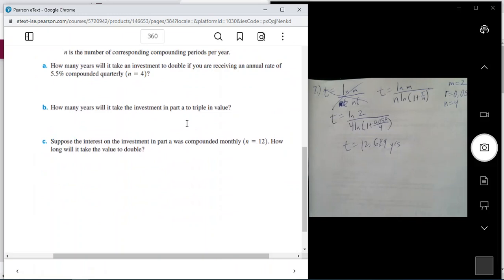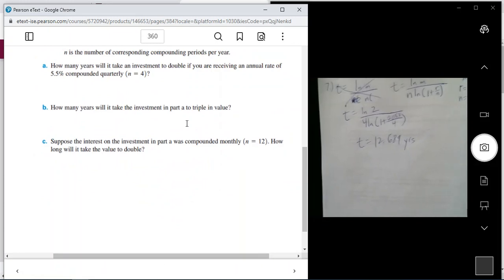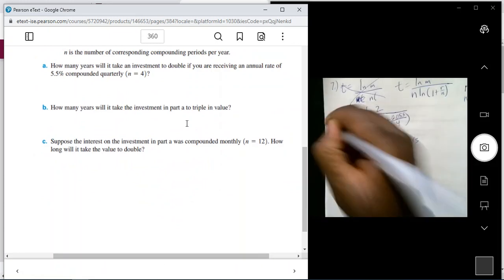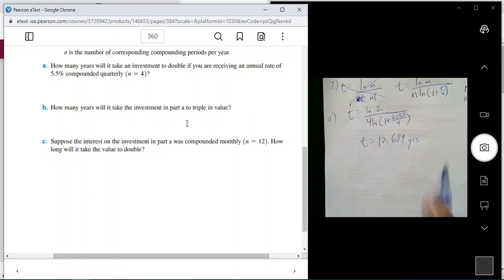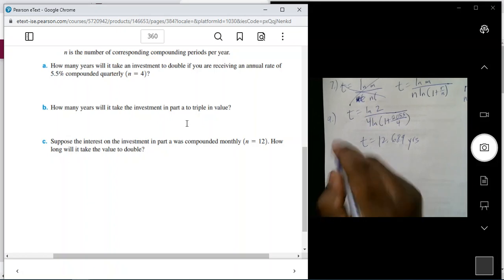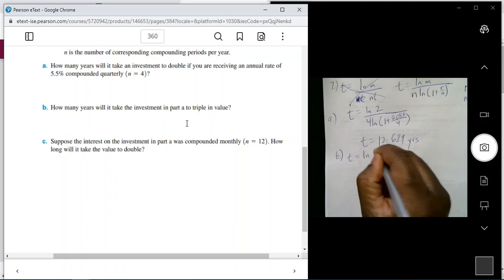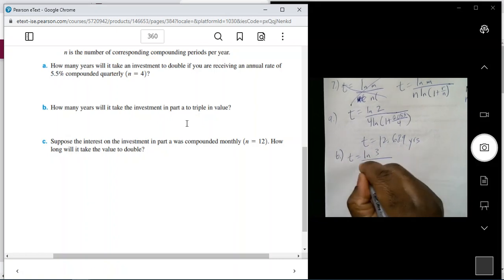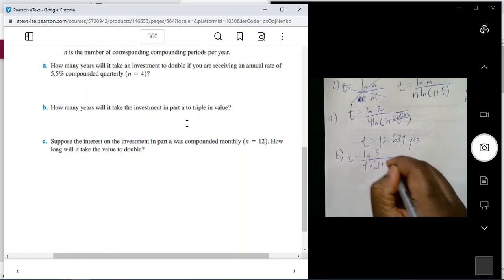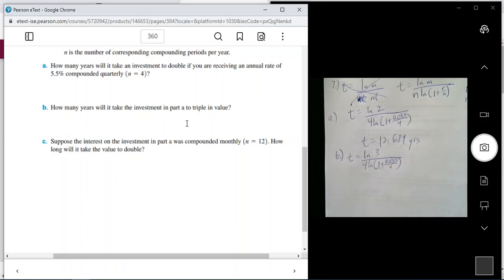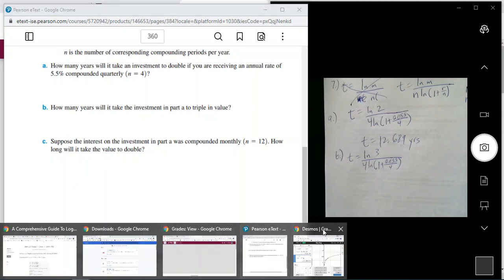Part B says, how many years will it take the investment in Part A to triple in value? Since this was Part A, Part B is basically exactly the same except this would become 3. Everything else is the same. The only thing changed was your M. So it'd be the natural log of 3 all over 4 times the natural log of 1 plus 0.055 divided by 4. Now with Desmos, this is nice and easy.